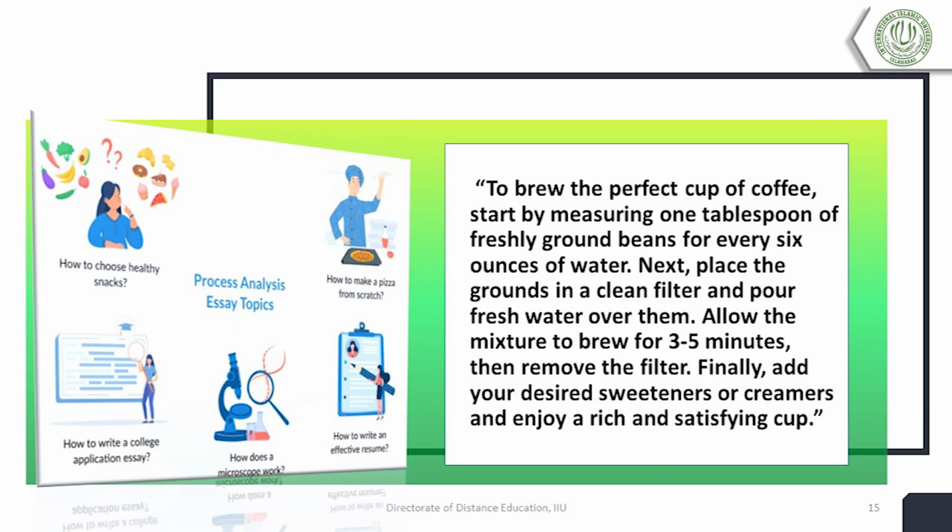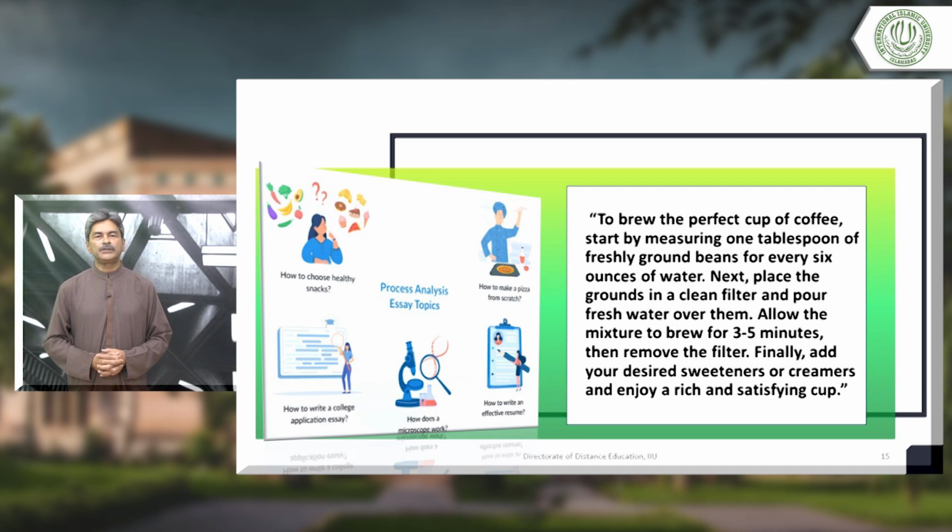To brew the perfect cup of coffee, start by measuring 1 tablespoon of freshly ground beans for every 6 ounces of water. Next, place the grounds in a clean filter and pour fresh water over them. Allow the mixture to brew for 3 to 5 minutes, then remove the filter. Finally, add your desired sweeteners or creamers and enjoy a rich and satisfying cup.